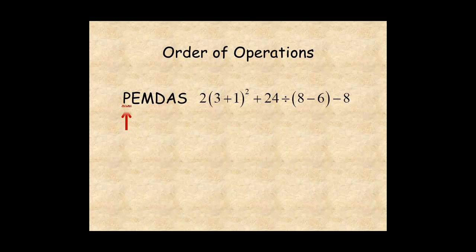The letter P means parentheses. So for this expression, begin by evaluating inside the parentheses first. 3 plus 1 is 4, and 8 minus 6 is 2.